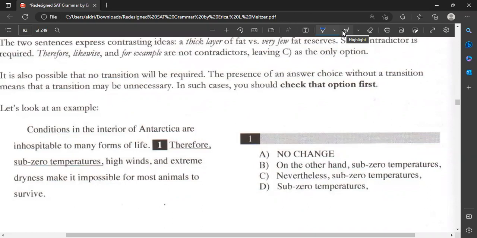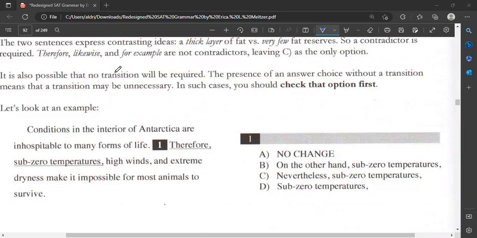A. Okay, so A shows that A is therefore. So are you trying to say this is a cause and effect? B, sir. B, okay, so it's a contradictor. A contradictor. On the other hand, sub-zero temperatures. Okay, so Jaden, you're right. B is not wrong.